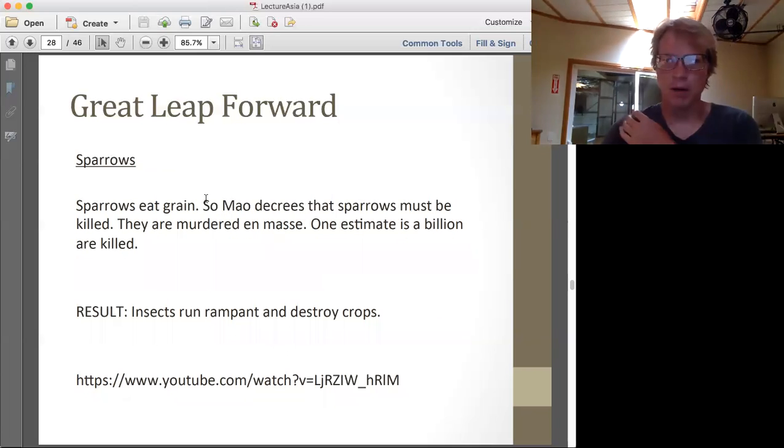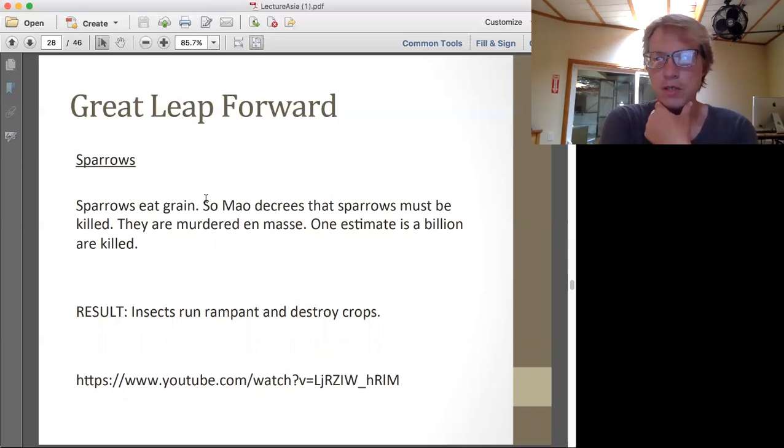Another great example of the policies are the sparrows. So sparrows eat grain. Mao says, okay, we're going to kill all the sparrows. They're murdered en masse. And then insects run rampant and destroy the crops. So another failed top-down command and control socialist policy.